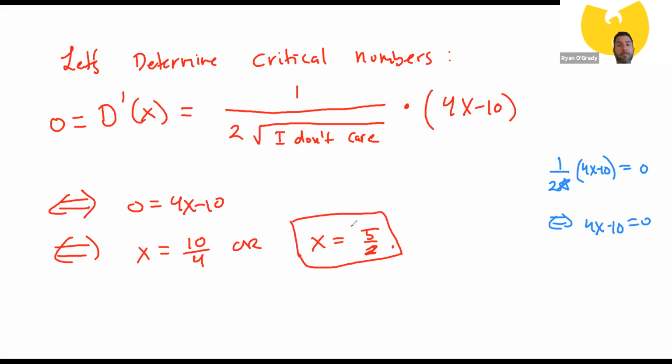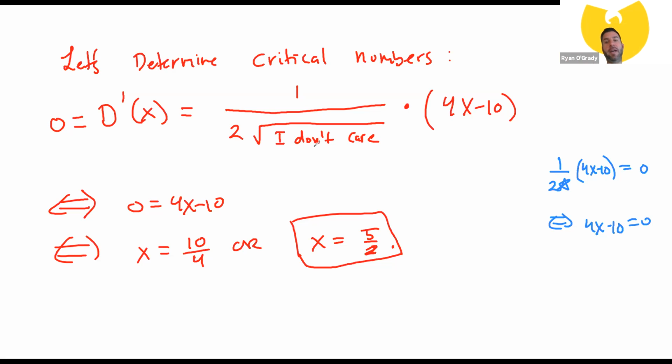Another reason I don't care to write this down here, I could write it, but I don't need to, is that any point that makes this 0 wouldn't be in the domain of my function anyhow. So it doesn't make sense in context, and I don't have to worry about it. Do we understand that?